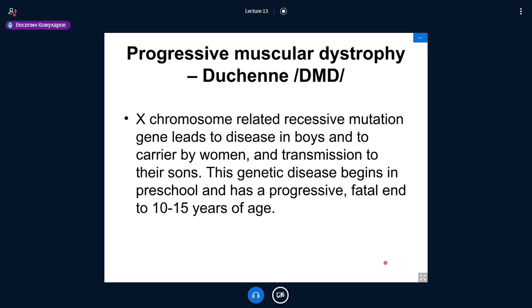This genetic disease begins in the preschool period, for example at 5-6 years, and it has a progressive and unfortunately fatal end up to 10 to 15 years of age. It's very sad that nobody can help those kids.